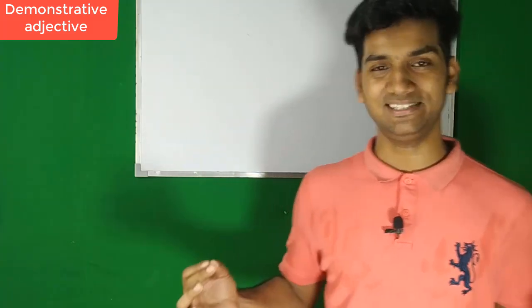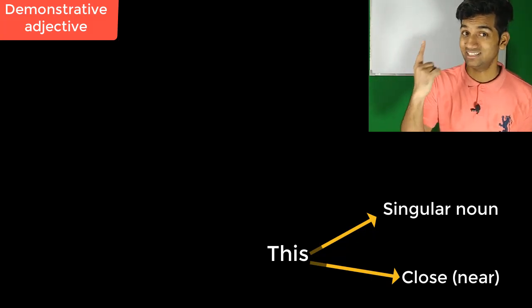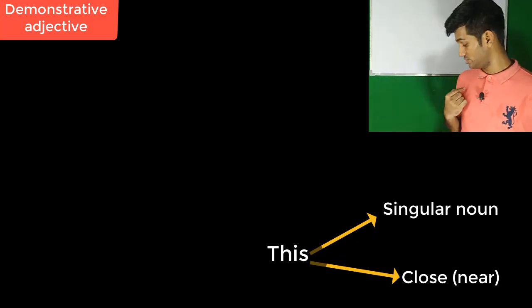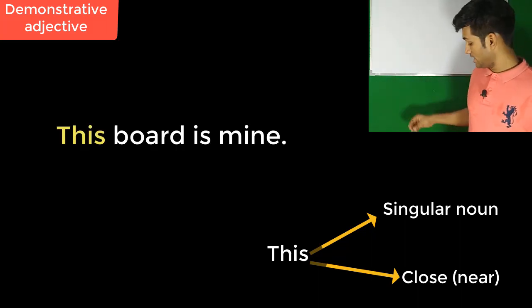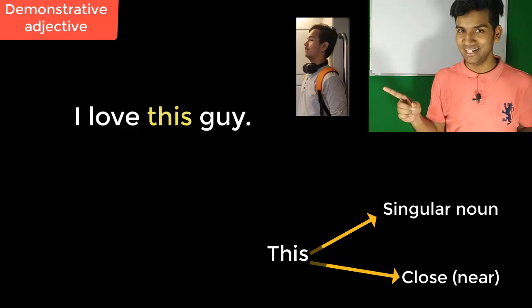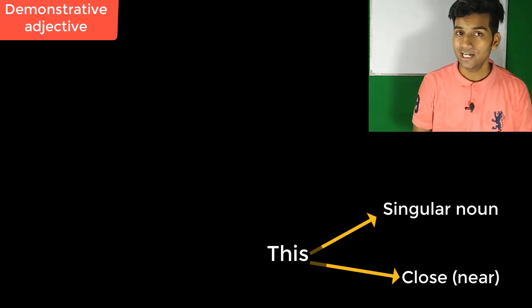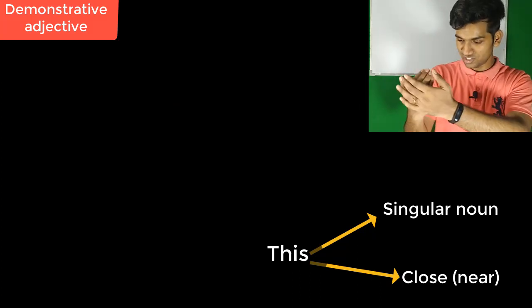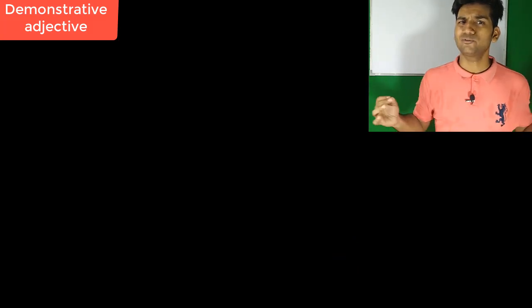We'll start with this. We use this to indicate a singular noun which is close to us, like: this board is mine. I use this marker. I love this guy. I hate this girl, right? So that's how we use this to indicate a singular noun which is close to us. Understood?